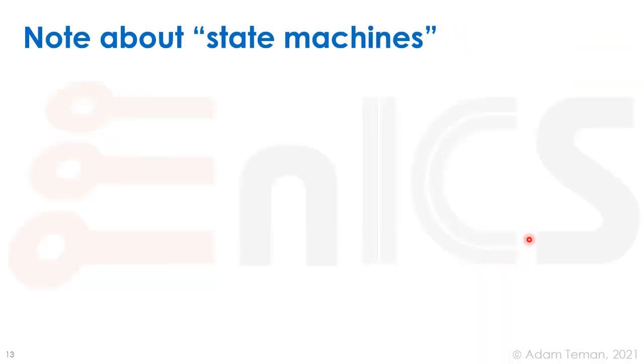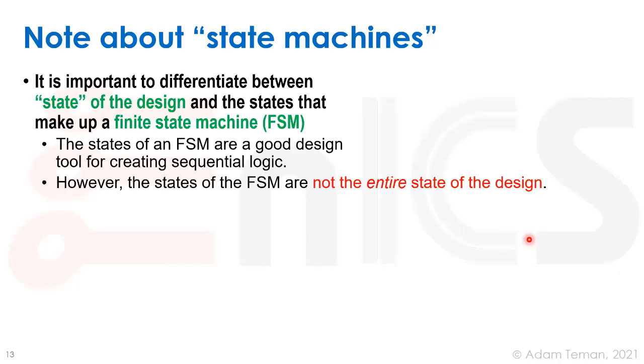However, I need to make a note that, again, makes people kind of confused at first, and it's a note about state machines. We need to differentiate between the state of the design, which is what I've been discussing in the last two slides, and the states that make up a finite state machine, an FSM. The states of an FSM are a really good design tool for creating sequential logic. This is something that I showed in the lecture, right? We can use an FSM to turn it into real easy Verilog and write our design. It's a really nice tool.